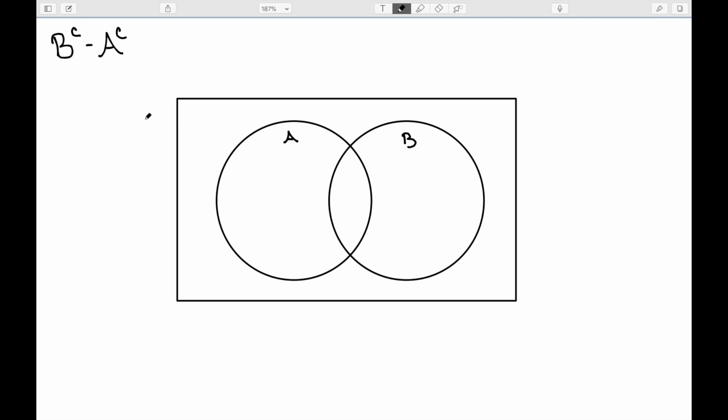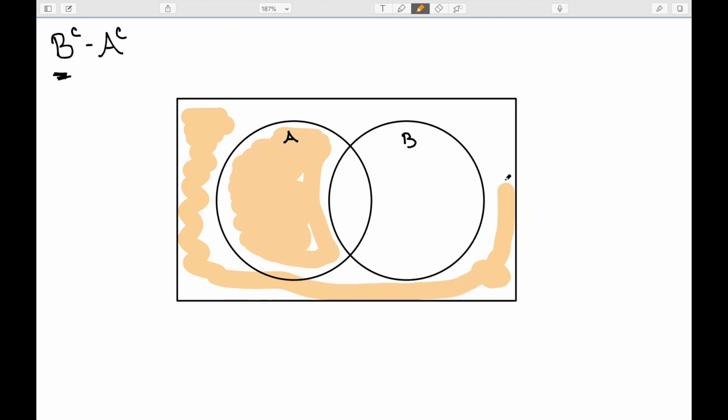I now want to look at using Venn diagrams to represent sets. And I want to start with B complement minus A complement. For this, let's start with the first set. What exactly is B complement? Well, B complement is everything that's not B. So this piece of A right here is not in B, so it would be part of B complement. In the outside of the box, things that are in neither A nor B are in B complement.